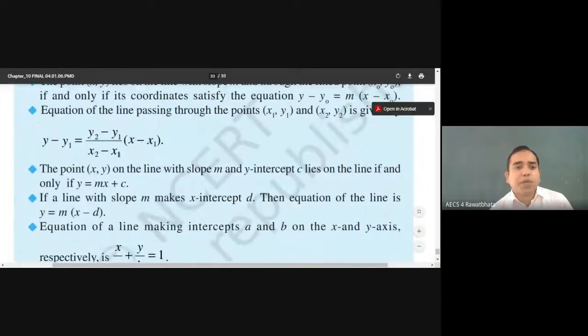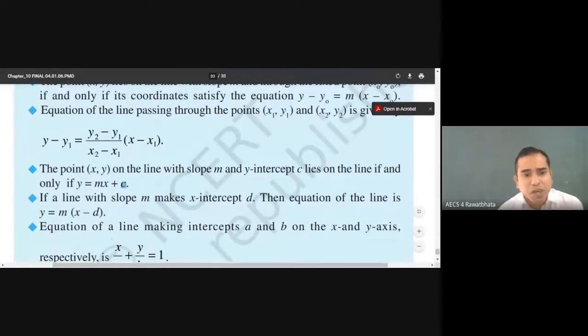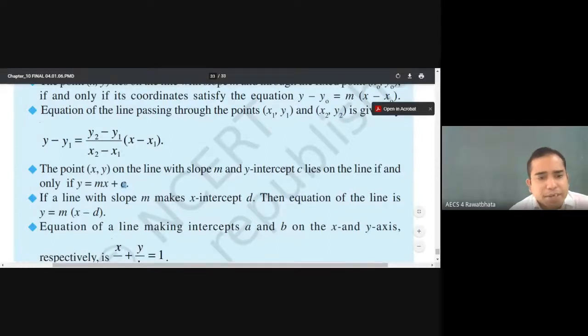One equation is the slope intercept form. The equation y equal to mx plus c is the equation of a line in slope intercept form, where y is kept in the extreme left and its multiplier is 1, and the x multiplier gives the slope of the line. And this c, can someone tell me what this c represents? Can someone tell me the geometrical meaning? Intercept on y-axis, correct. This is the y-intercept c in the slope intercept form.